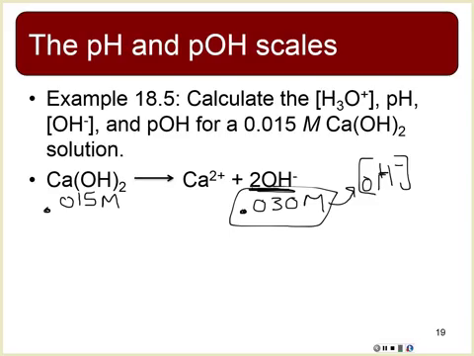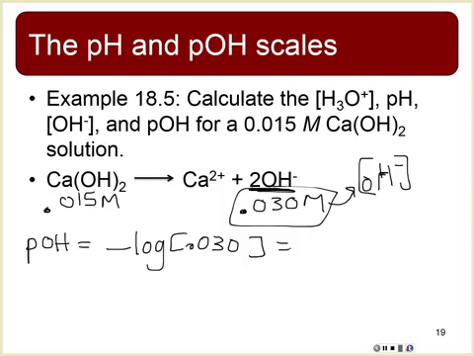From this point, I'm just going to go ahead and find my pOH. To do that, I'd take the negative log of 0.030. And I got 1.52, I believe. Is that what you all get?